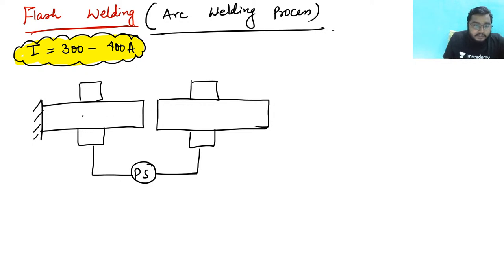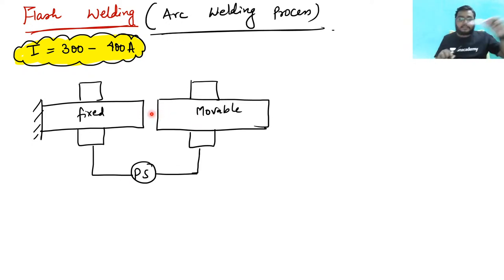Now see what is happening. These two workpieces, so this is fixed, this is movable. Now understand, the two workpieces which are to be welded will be provided between the two copper electrode holders. So these are the two copper electrode holders we have seen. Now see, by giving the power supply, suppose you are giving the power supply here. What is happening? First time you are touching these things.